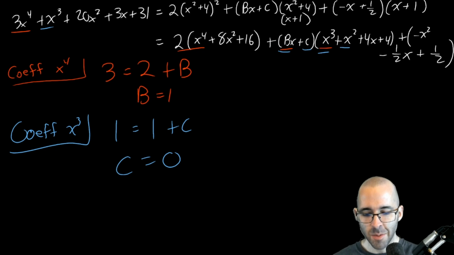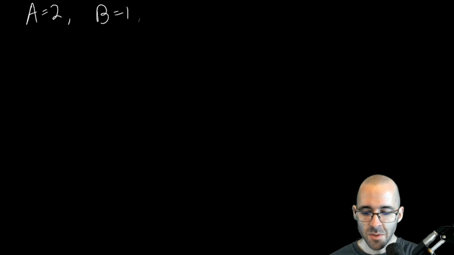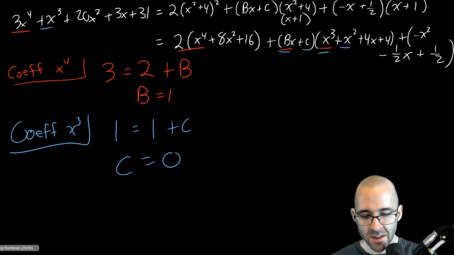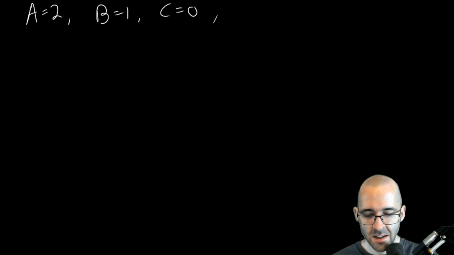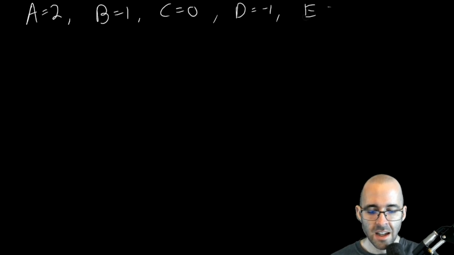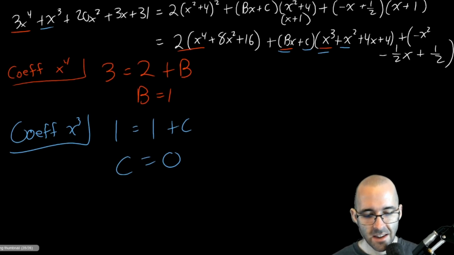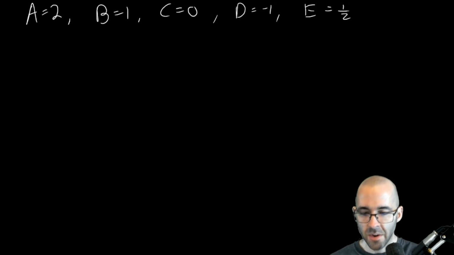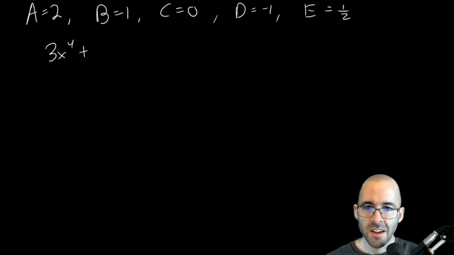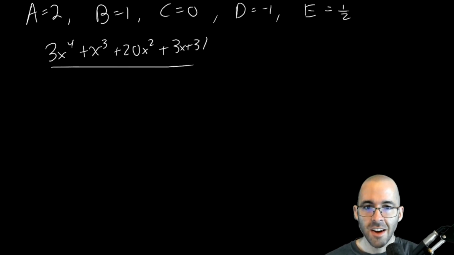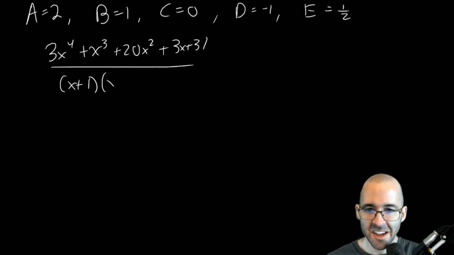Okay, let's put it all together. A is 2. B is 1. C is 0. D is negative 1. And E is a half. So, the moment of truth is 3x to the fourth plus x cubed plus 20x squared plus 3x plus 31 all over x plus 1 times x squared plus 4 squared.